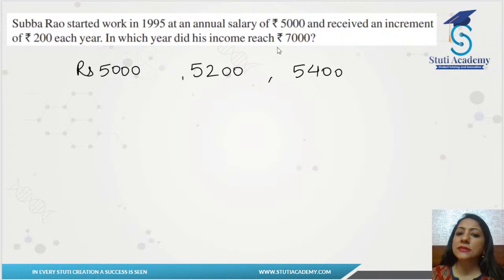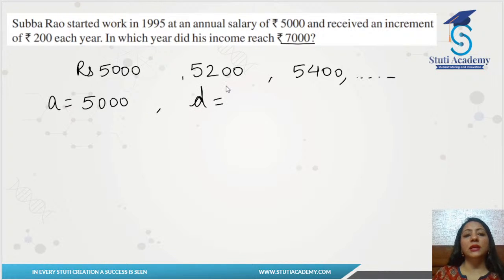In which year did his income reach 7,000? We have to solve for that. Now please notice this is an AP, where the first term is 5,000. The starting salary is 5,000. And as we can see, there is a fixed increment every year of 200 rupees. We are adding 200 every time to get the salary next year. So this d is the common difference, that is 200.